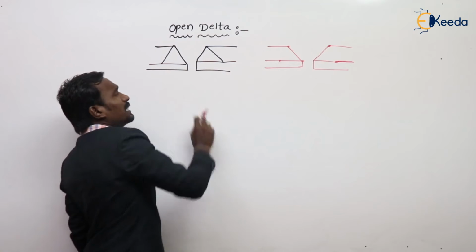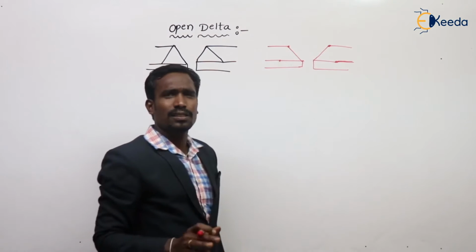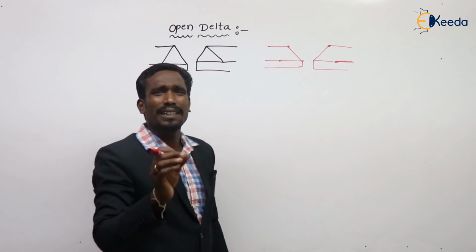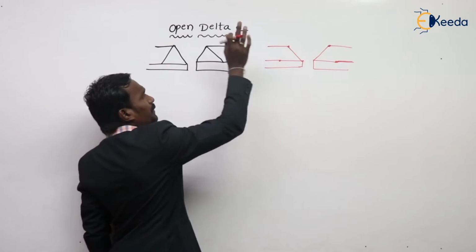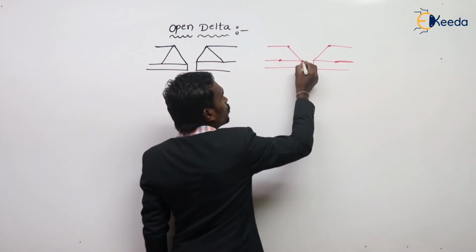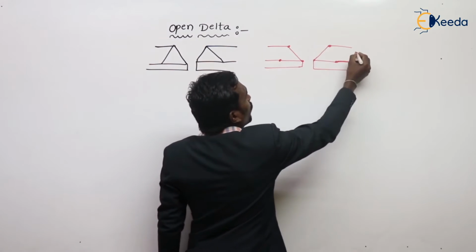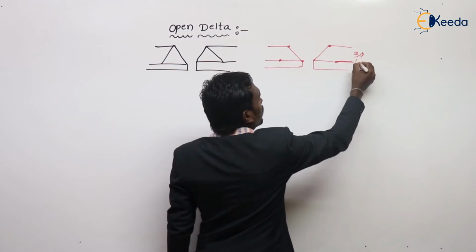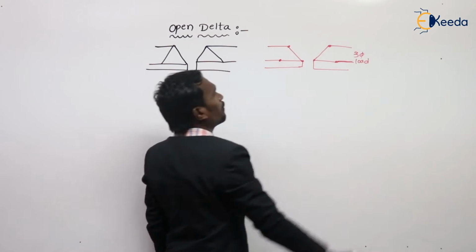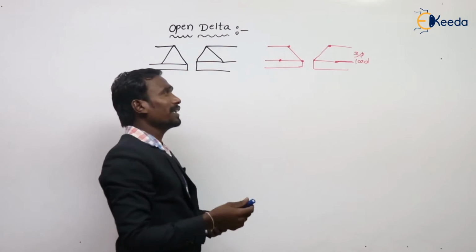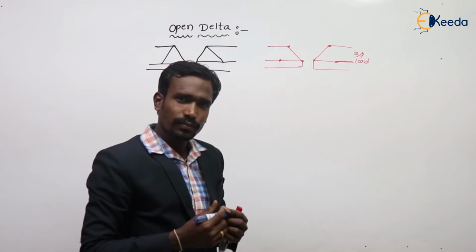Out of the three phases, if any single phase is damaged or removed or faulted, whatever it may be, then the remaining two phases will operate as an open delta, which gives the supply to the three-phase load. This is called open delta configuration.